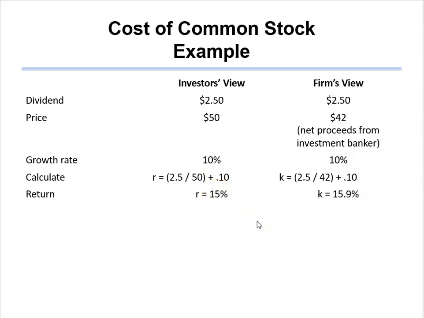From the firm's point of view, they still pay the $2.50, but they only got $42 after the investment banker took their cut. So we can plug them in the same way, although you notice here there's $42 instead of the $50. And so the cost of capital is a little higher. From the viewpoint of the firm, they have to make more money than an existing stockholder or investor would see.